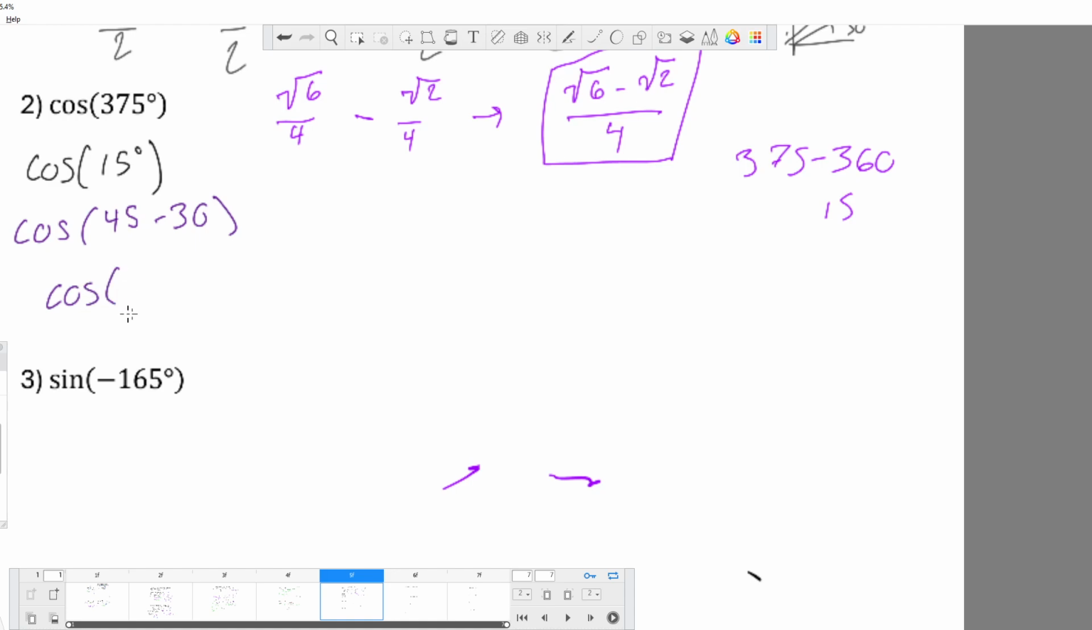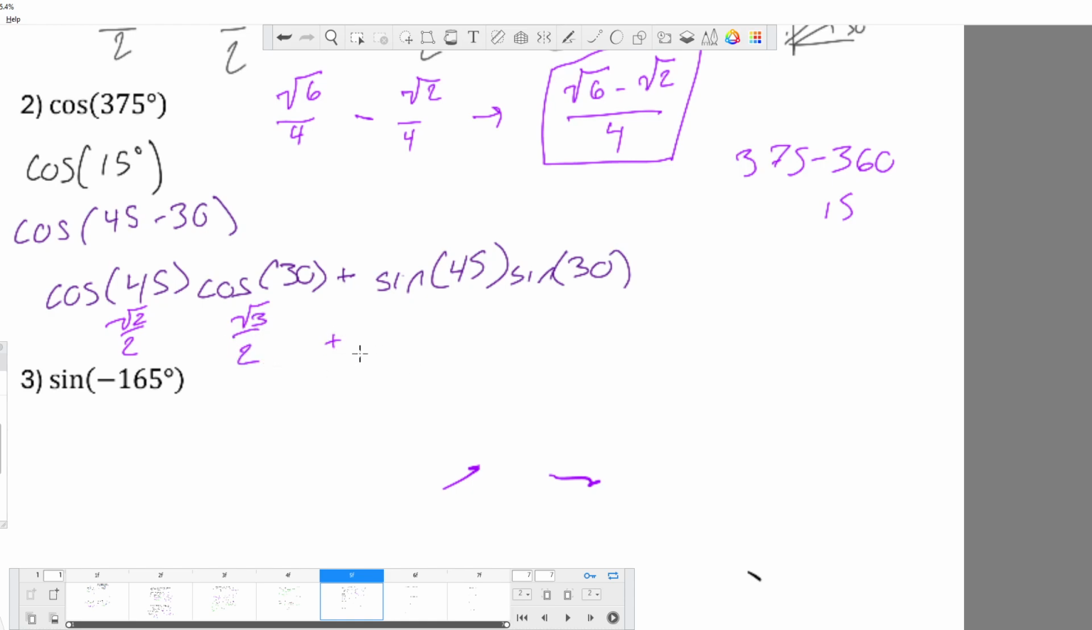So this would be cosine of 45, cosine of 30. The cosine formula uses the opposite sign of what was there. Sine of 45, sine of 30. And we have all those numbers from before. So cosine of 45 is square root of 2 over 2. Cosine of 30, square root of 3 over 2, plus square root of 2 over 2 times 1/2.